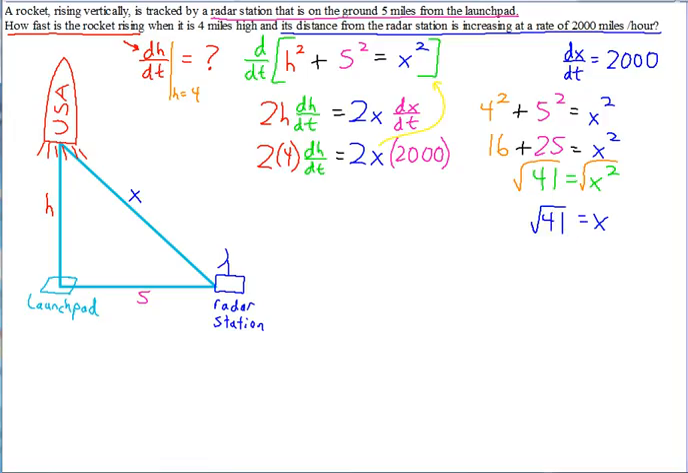So now we know what x is, so we can substitute that right back in here. And then we'll have everything we need to solve for dh dt. So we have 4 times 2 is 8 times dh dt equals, well, 2,000 times 2 is 4,000. And we just figured out x is the square root of 41. And then the last step to solve for dh dt, you would just divide by 8.